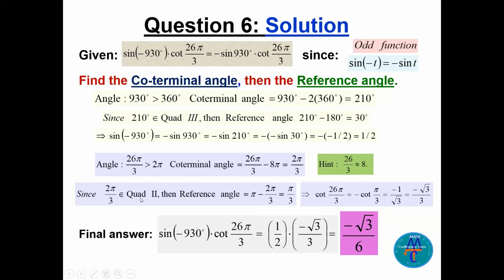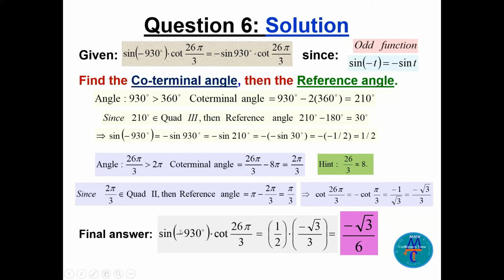2 pi over 3 is an angle in quadrant 2. Pi over 3 is 60. 2 times 60, this is 120. So we can find the reference angle, pi minus the angle itself. It will be pi over 3. So cotangent of 26 pi over 3 will be minus, because it is minus in quadrant 2, cotangent of the reference angle. So it will be minus 1 over square root of 3, which is minus square root of 3 over 3.